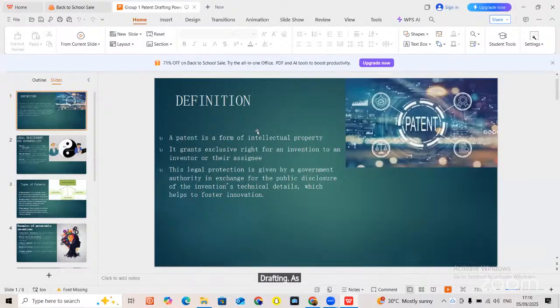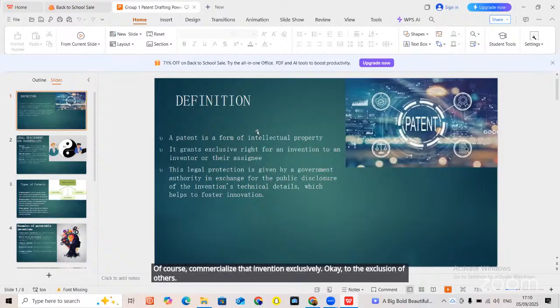As we all know, patent is a form of intellectual property. It grants the exclusive right for an invention to an inventor. That means if someone has an invention, he or she can apply for patent, and that patent gives the person the right to produce, to own, manufacture, and of course commercialize that invention exclusively, to the exclusion of others.